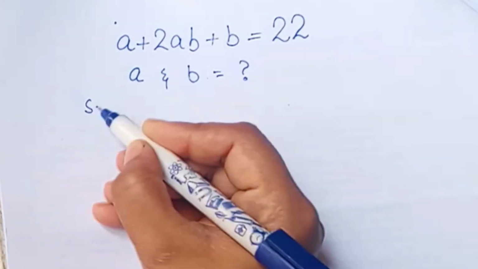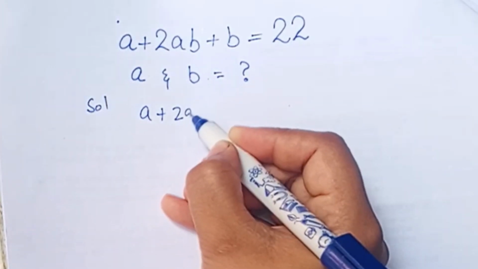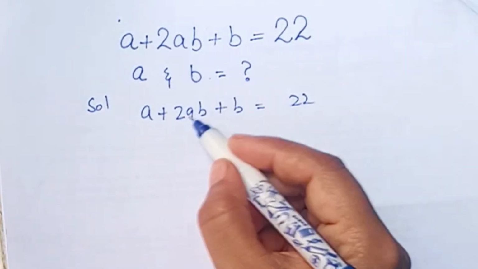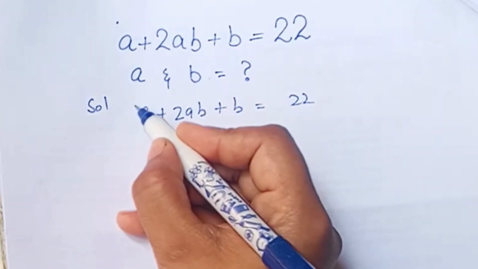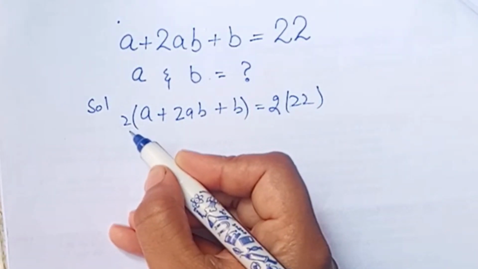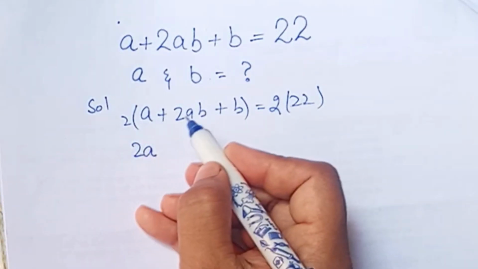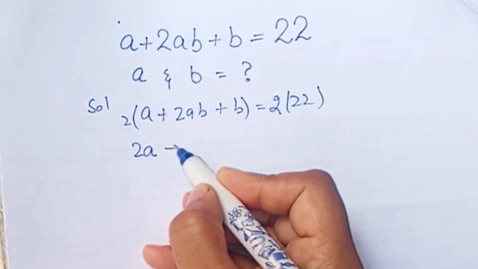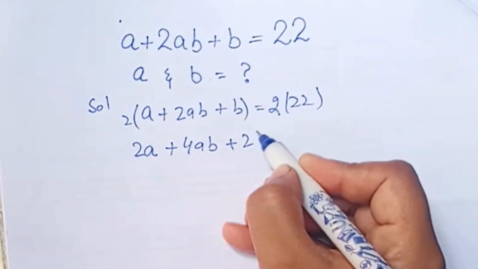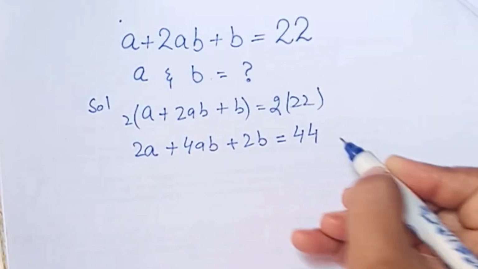So let's start. First of all, the equation is a plus 2 times the product of ab plus b equals 22. We multiply this equation by 2 on both sides. Multiplying 2 by a, we get 2a. Multiplying 2 by 2 times the product of ab, we get 4 times the product of ab, plus multiplying 2 by b, we get 2b. It is equal to 2 multiplied by 22, which is 44.